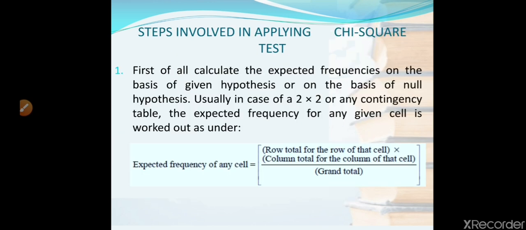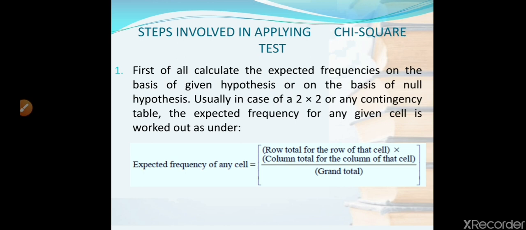Next is how to proceed with the chi-square test. When we have to apply the chi-square test to any data, first of all calculate the expected frequencies on the basis of the given hypothesis, or the null hypothesis. Generally, if you take any sample, you will observe some frequencies, which are the observed frequencies. Then we have to calculate the expected frequencies. For any given phenomenon, there are different formulas that we can apply to get the expected frequencies.